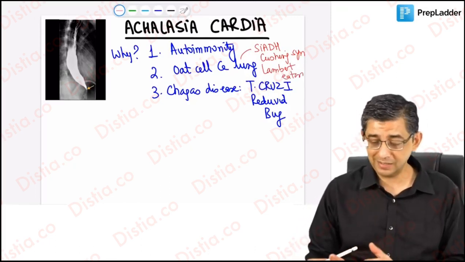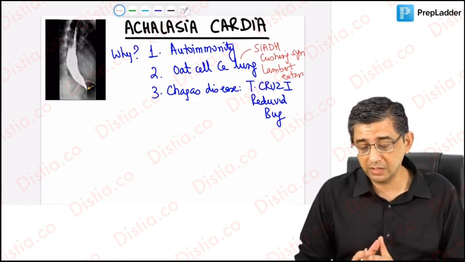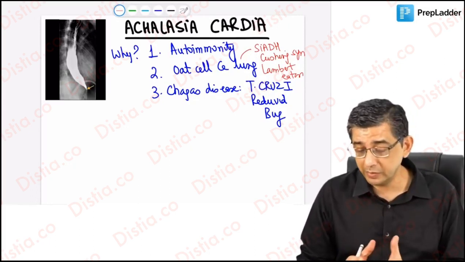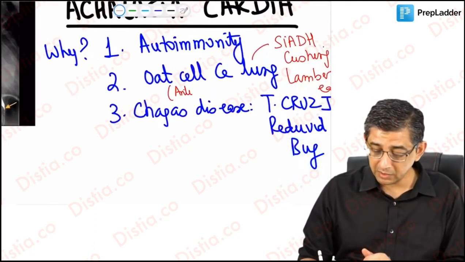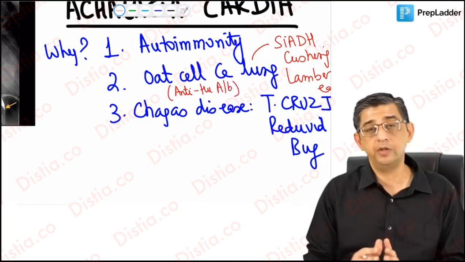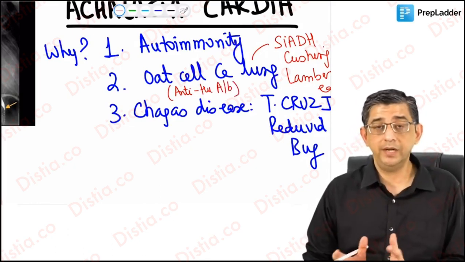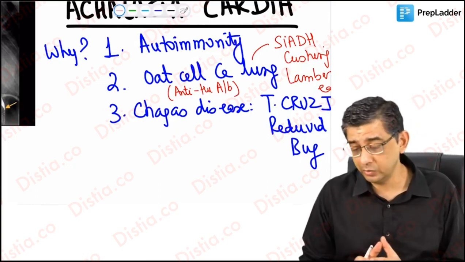So oat cell cancer has come up for the fourth time after discussing the standard ones like SIADH and the ones that I've highlighted. Even achalasia cardia has been documented. In fact, they have highlighted that in this condition, there are some antibodies produced by this nasty lung cancer called anti-Hu antibodies. And these antibodies then go and damage the Auerbach plexus, and they affect the motility of the esophagus, contributing to this disorder.